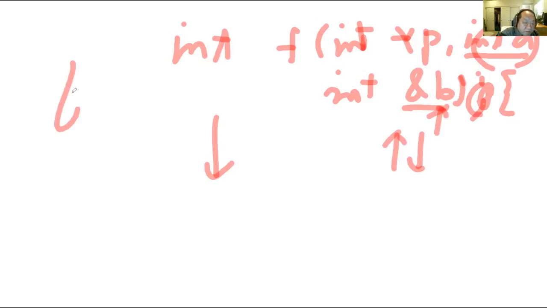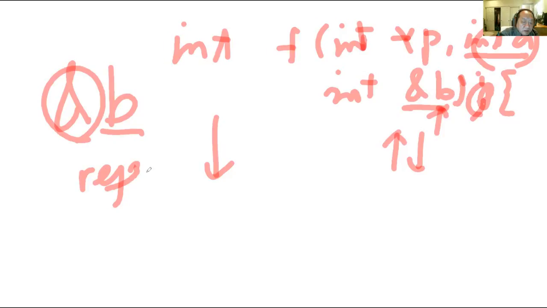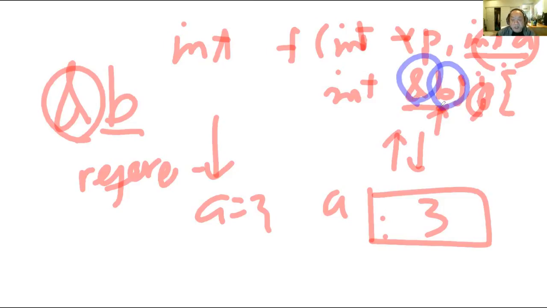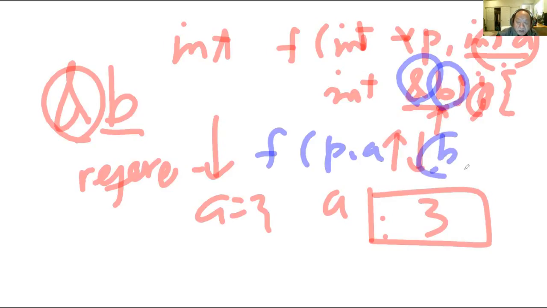So when you have the ampersand sign on B, it's called a reference. A is a plain variable, so you can only put 3 in there. If in your function you say a equals 3, you put 3 in there. B is a reference. You put the ampersand on B, and then when you call F of P, A, and then B, this B when you call it actually has the ampersand sign.